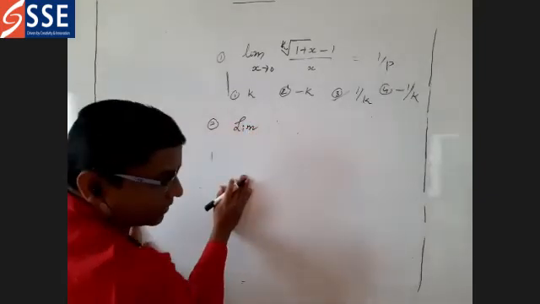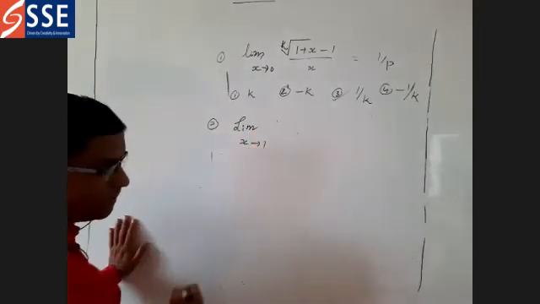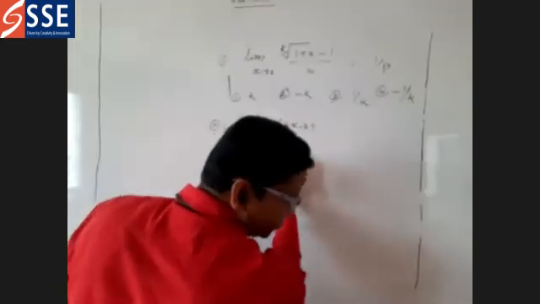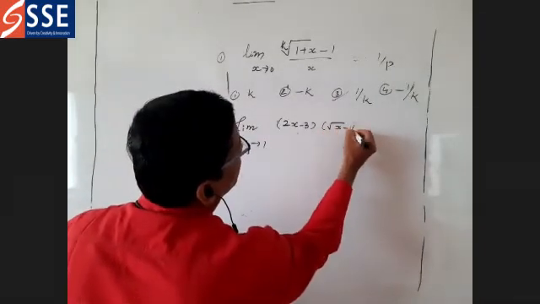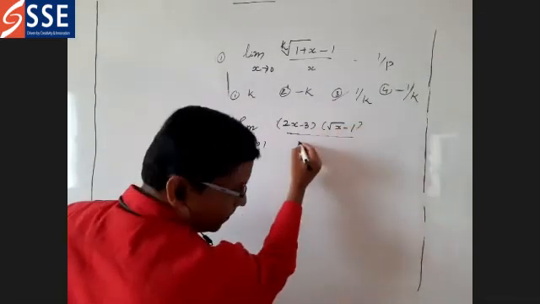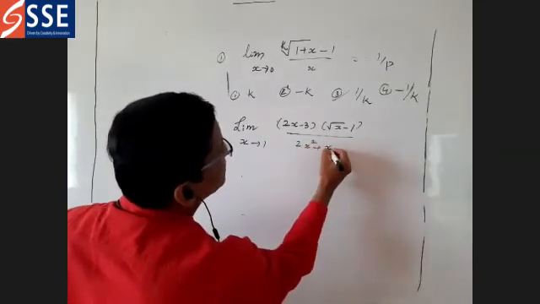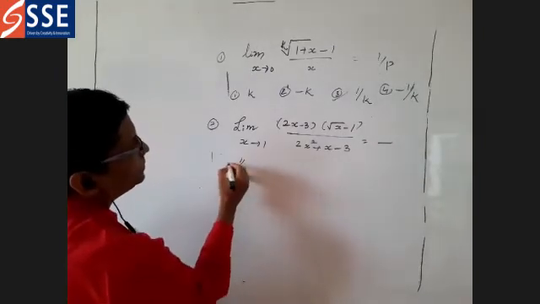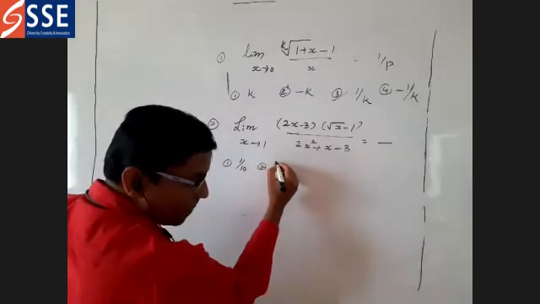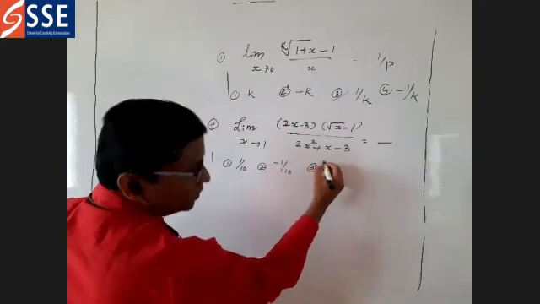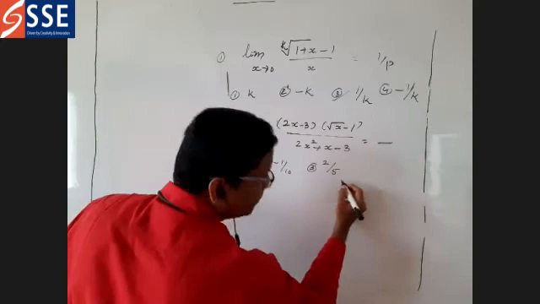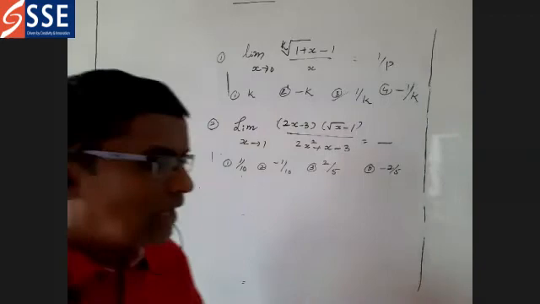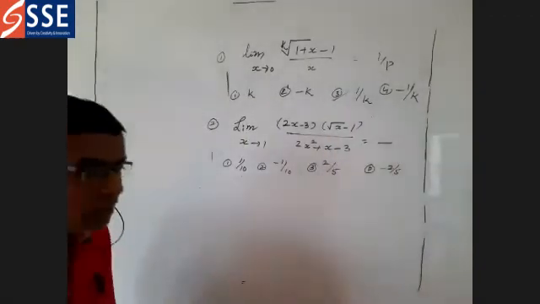Somewhat it needs some calculation. Limit of 2x minus 3 into root x minus 1 by 2x square plus x minus 3. The options are given: 1 by 10, minus 1 by 10, 2 by 5, minus 2 by 5. So for this you need some calculation. Okay, I can explain you now. So how to do this problem?